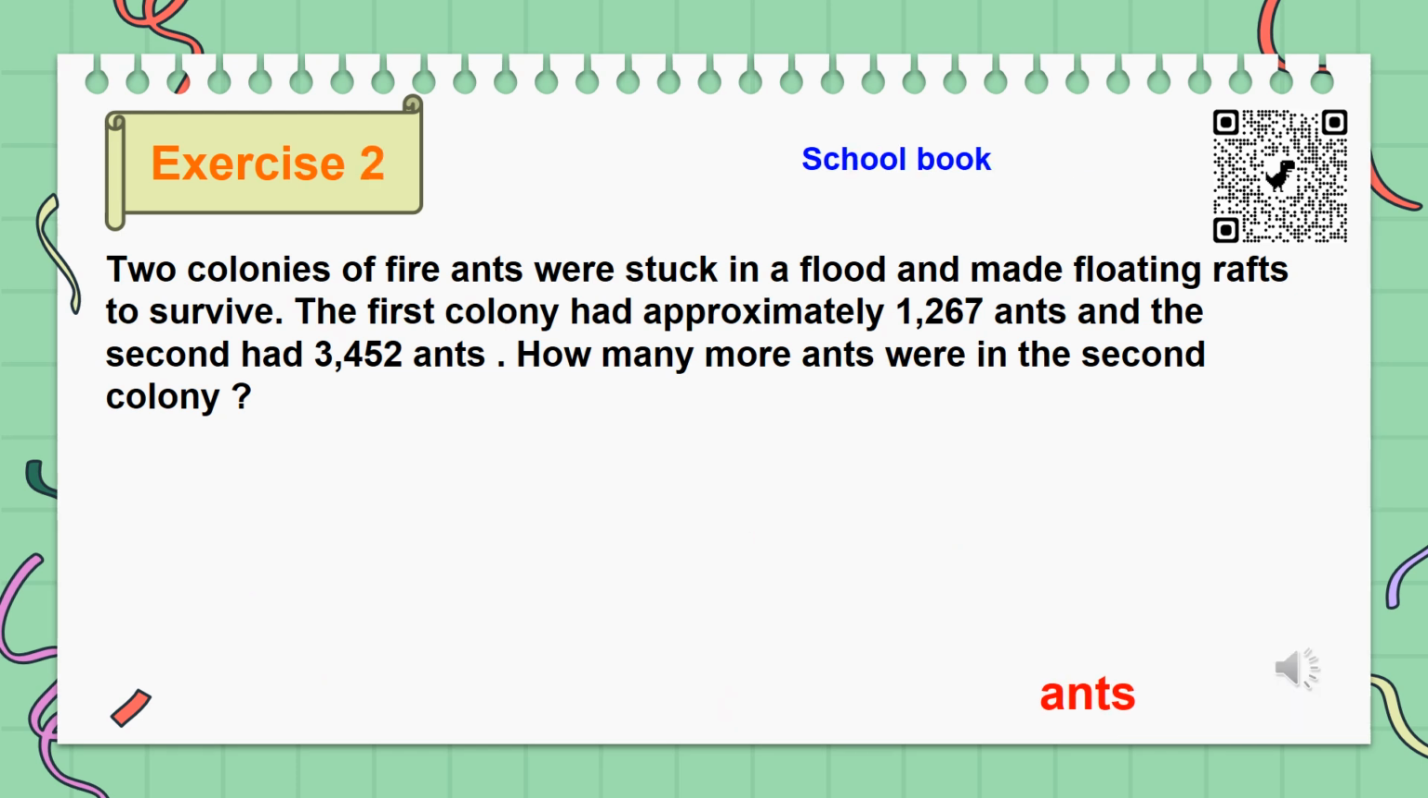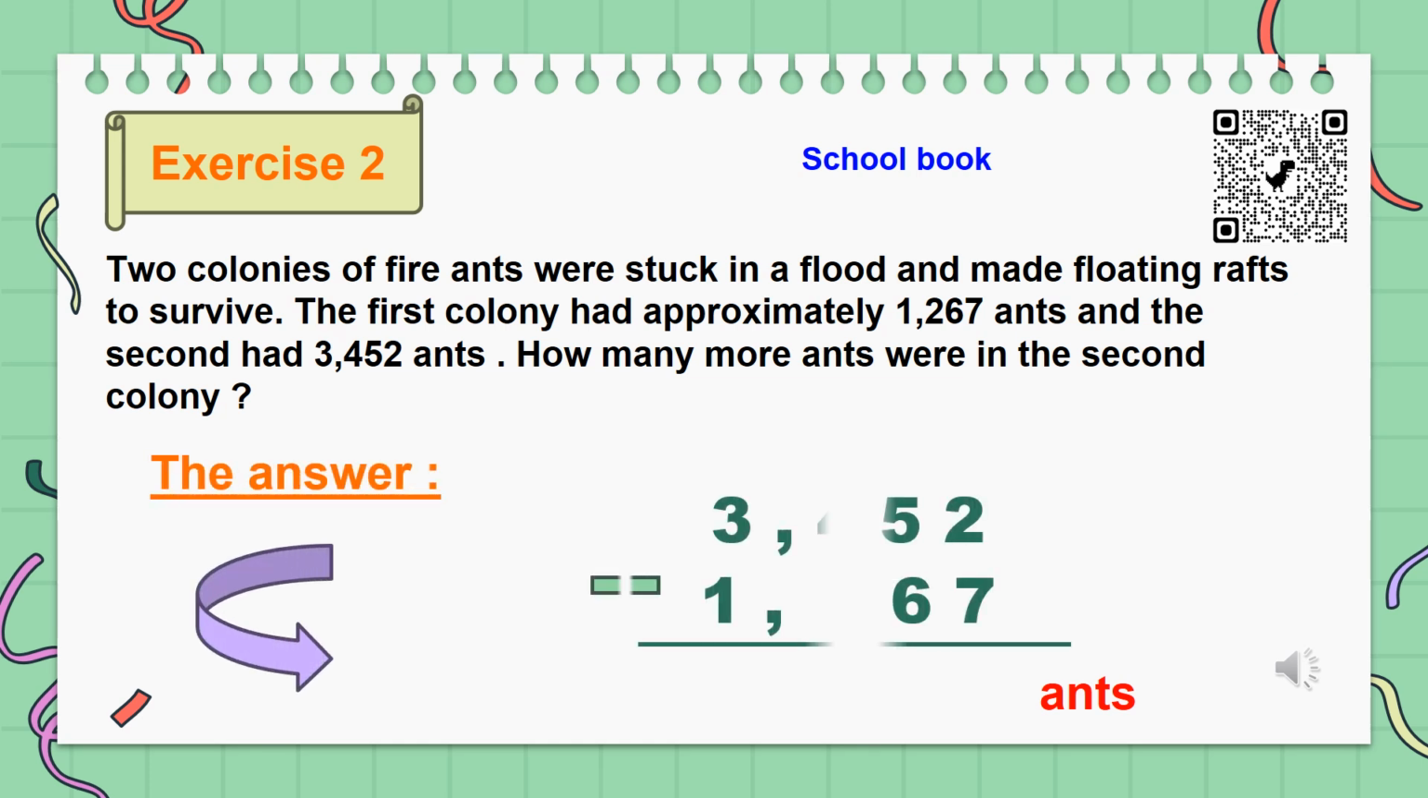Exercise number 2. Two colonies of fire ants were stuck in a flood and made floating rafts to survive. The first colony had 1,267 ants and the second colony had 3,452 ants. How many more ants were in the second colony? So the first colony 1,267 and the second one 3,452. So we need to get the difference between them. So we start from the bigger number.